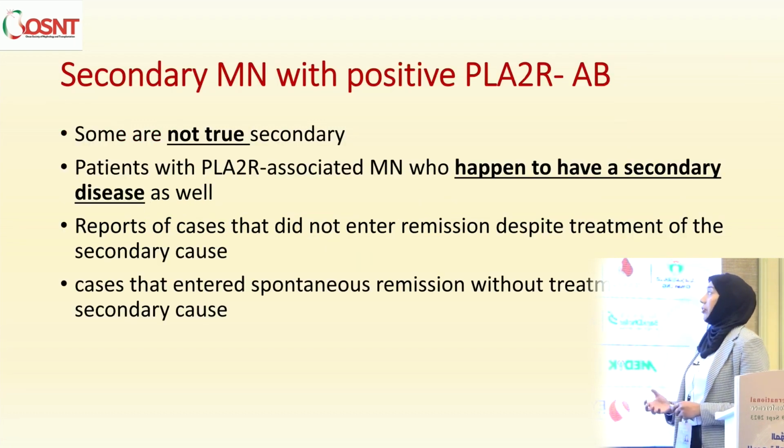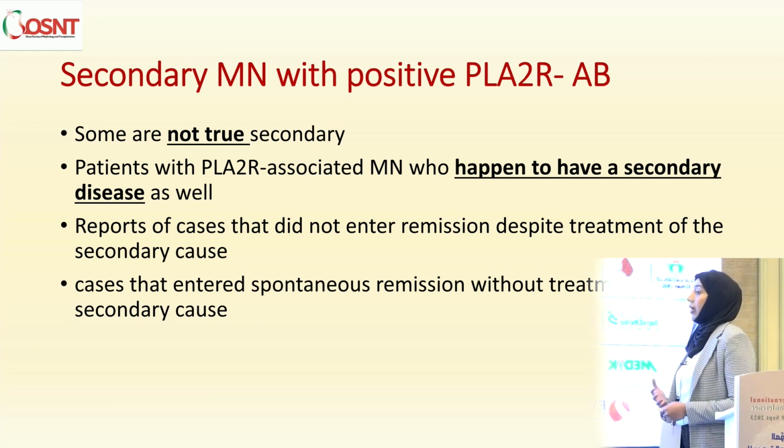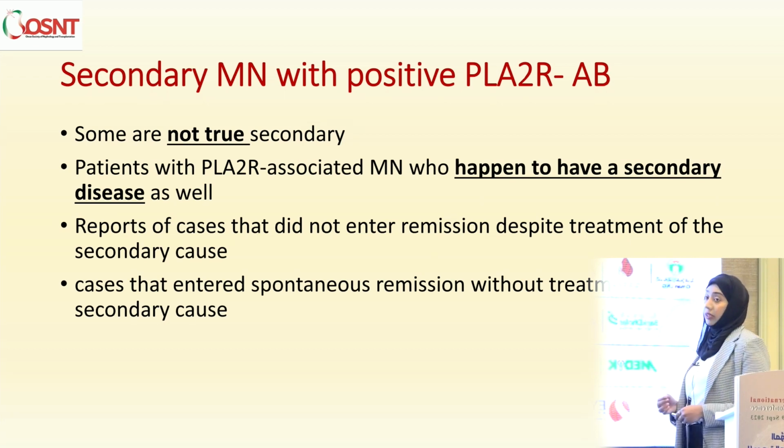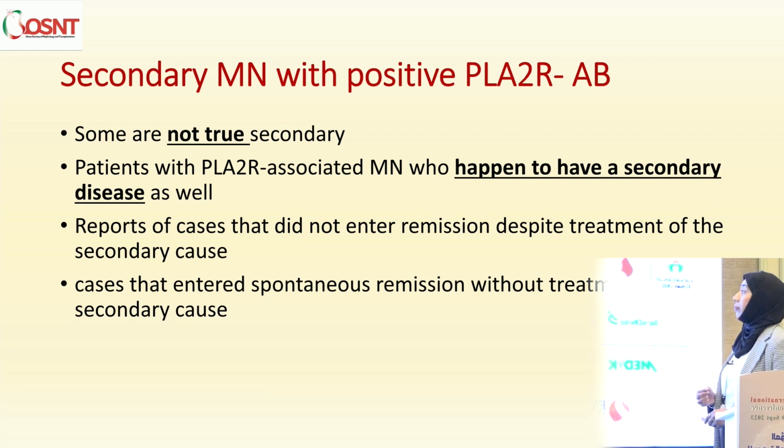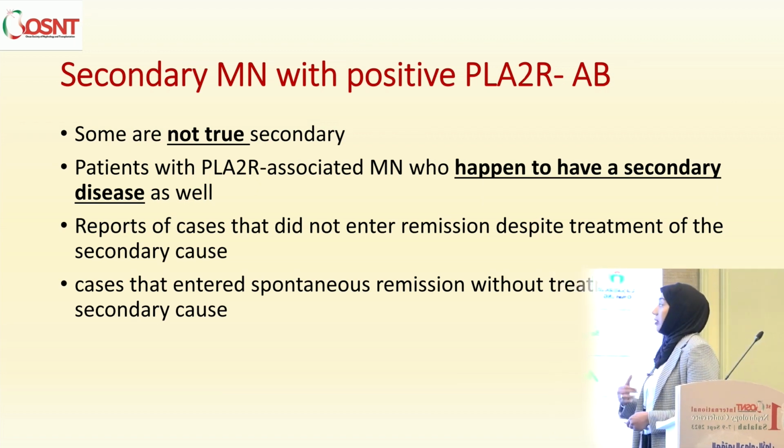What about patients with secondary membranous nephropathy who have a positive test? How can we explain that? This may not be a true positive. They are not true secondary cases of membranous nephropathy. Maybe they happen to have both diseases at the same time, and this has been found in case reports. They reported that the cases entered remission without treatment, or that they did not enter remission despite treatment of the secondary cause.